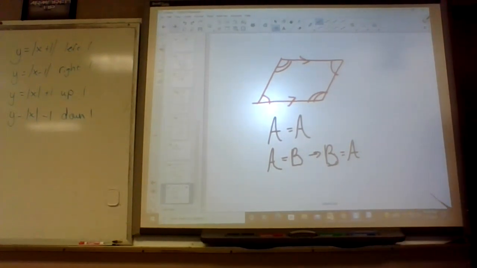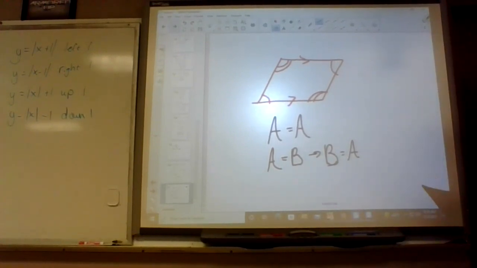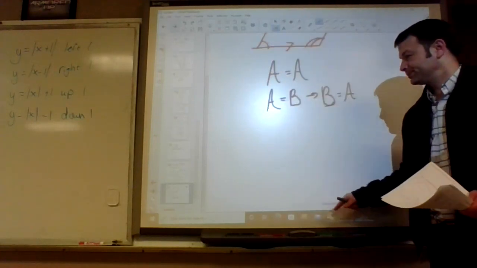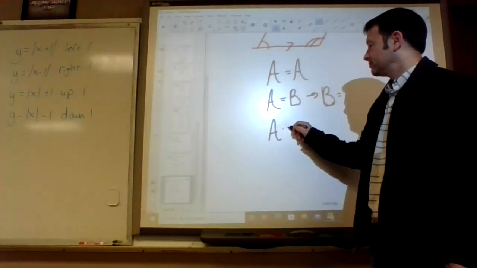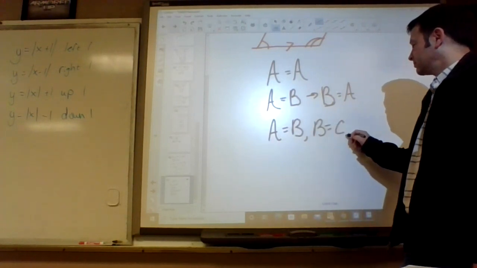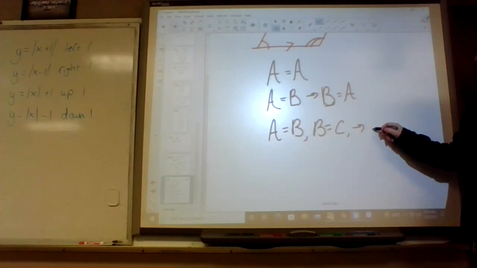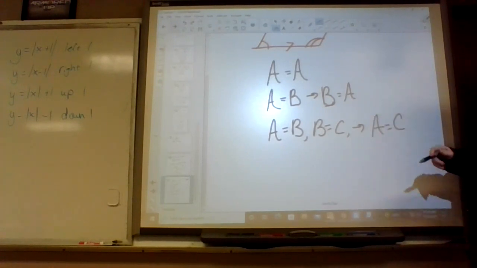Surprised you guys remember some of this stuff. Some people did. Transitive property we actually used. All right. A equals B, B equals A. If A equals B and B equals C, then what? A equals C.